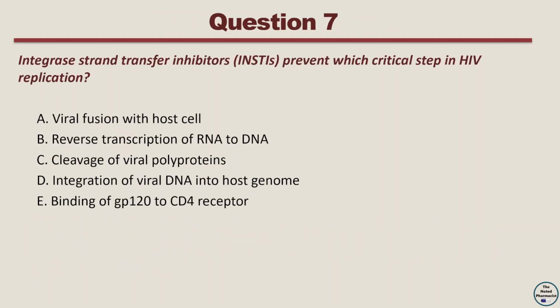Question 7. Integrase strand transfer inhibitors, or INSTIs, prevent which critical step in HIV replication? Option A, viral fusion with host cell. Option B, reverse transcription of RNA to DNA. Option C, cleavage of viral polyproteins. Option D, integration of viral DNA into host genome. Option E, binding of GP120 to CD4 receptor.